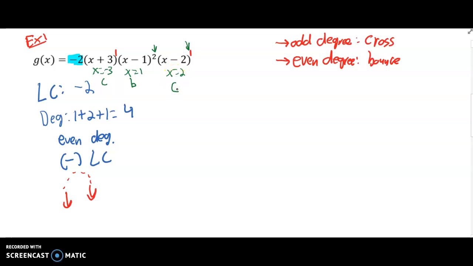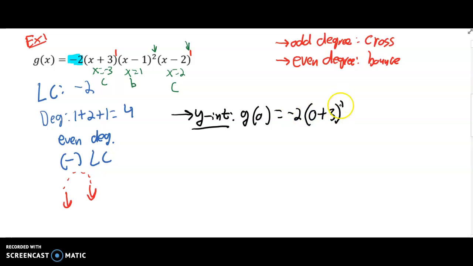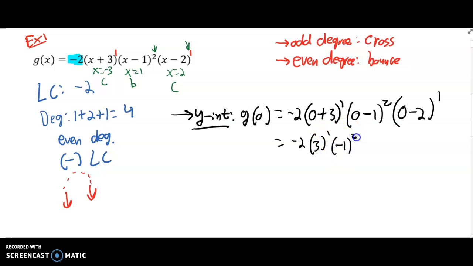Okay, lastly, we need our y-intercept. To find any y-intercept ever, we put in 0 for x, so we have g of 0, negative 2 times 0 plus 3 to the first power, times 0 minus 1 to the second power, times 0 minus 2 to the first. 0 plus 3 is 3, so I have 3 to the first. 0 minus 1 is negative 1 squared. 0 minus 2 is negative 2 to the first.